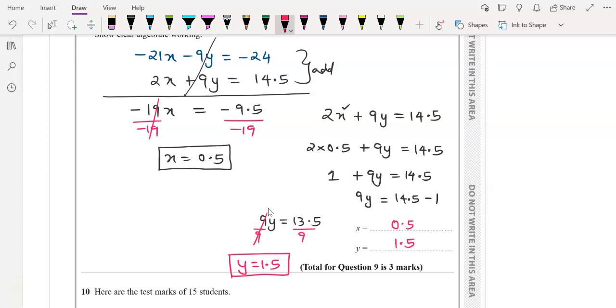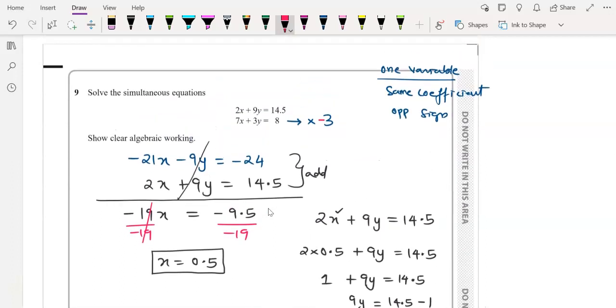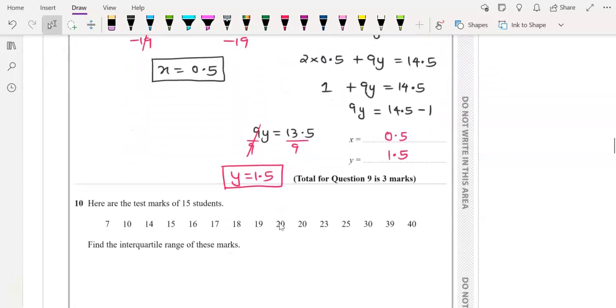Okay. So the only thing in a simultaneous equation by elimination method is to make sure that the variable you want to eliminate has the same coefficient and different sign, and then you add, you get the value of one variable, substitute in any of the equations, and get the value of the second variable. Okay, now moving to question number 10.